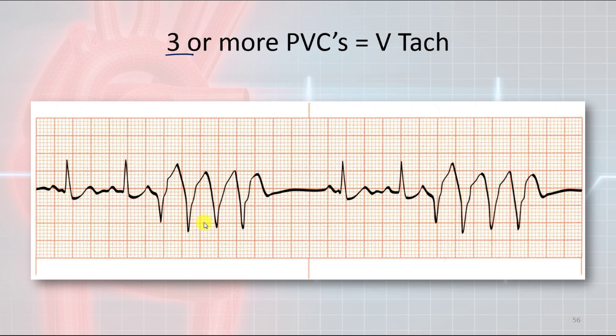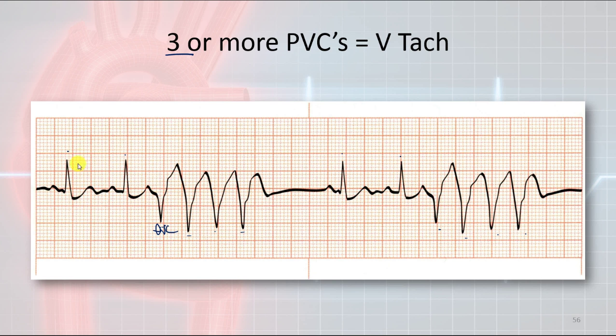So in this case, we're going to just do a brief rhythm identification here because this is a really cool rhythm. You have a normal beat here and a normal beat here, and then what do we have? We have a 1, 2, 3, 4 beat run of VTach. Normal beat, 1, 2, 3, 4 beat run of VTach. You could almost say that this is a patterned VTach. What initiates this run of VTach is a PVC.